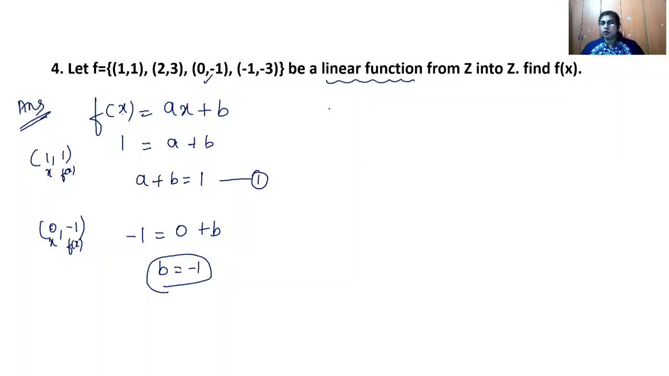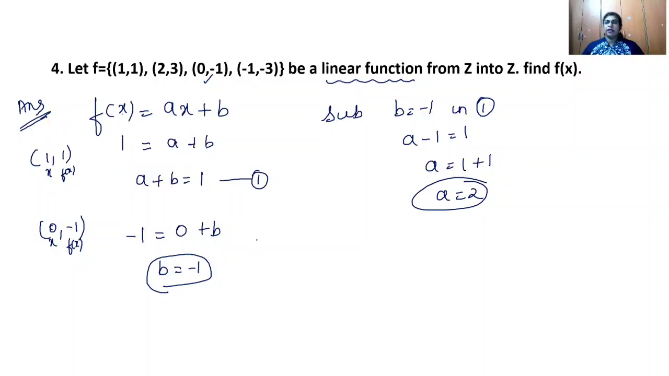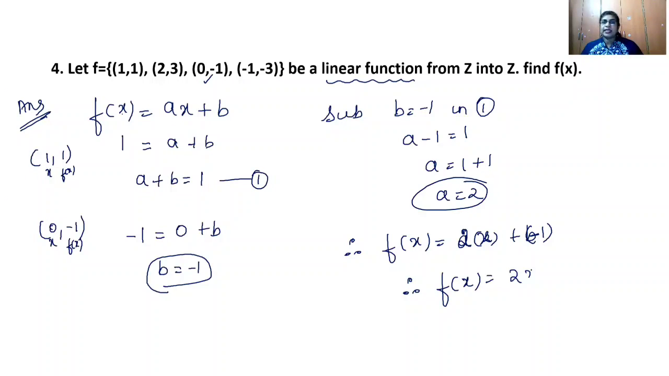Next, substitute b equal to minus 1 in equation 1. You get a minus 1 is equal to 1, so a is equal to 1 plus 1, so a is equal to 2. So I got the values of a and b; substitute in f of x. f of x is ax plus b, a is 2, so 2 into x plus the b value, which is minus 1. Therefore f of x is equal to 2x minus 1. This is the answer for the fourth one.